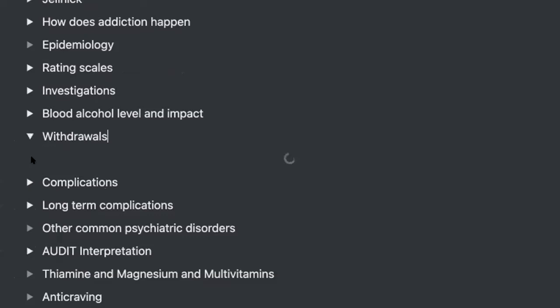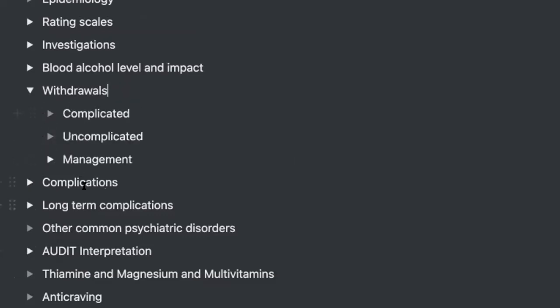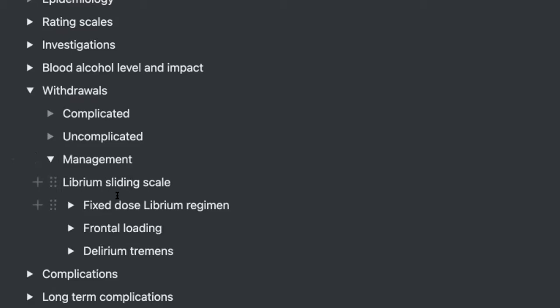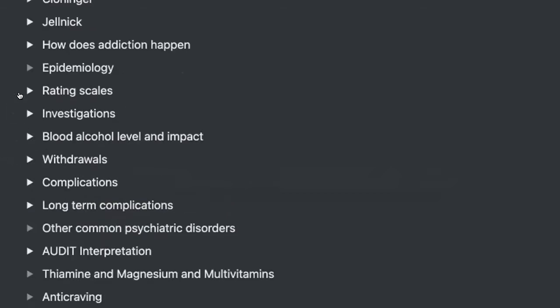Then withdrawal and complications. Remember that withdrawals are of 2 types: complicated and uncomplicated, and management. The way you differentiate between them is, in complicated withdrawal, there will be delirium and instability of vitals. Whereas in uncomplicated alcohol withdrawal, there will not be any delirium or incoordination. There will be slowness of thinking, a little bit of confusion, some psychomotor retardation, some loss of inhibition. And management, remember Librium sliding scale and fixed dose Librium regimen. This is not something that they'll ask you in paper B, but these are the different dose patterns for Librium, which they might ask you in your essay type questions.